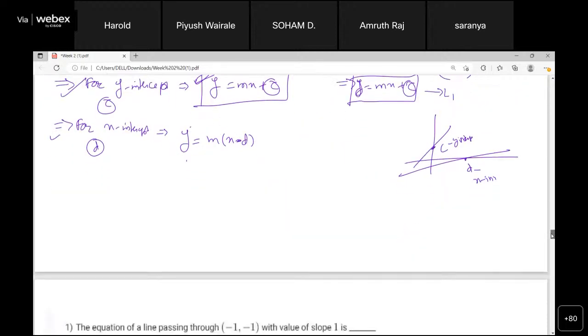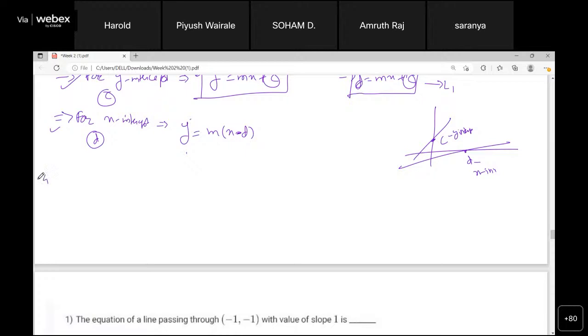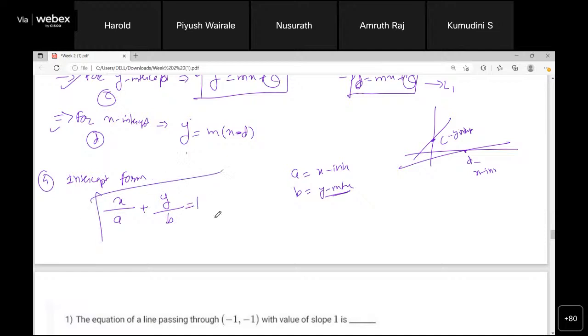And what if both the intercepts are given? Suppose the fourth case is intercept form, x by a plus y by b equals 1, where a is my x-intercept and b is my y-intercept. In that case, the equation of a line is just x upon x-intercept plus y upon y-intercept equals 1. You can simply cross multiply and you will get the same answer, that is bx plus ay equals ab.